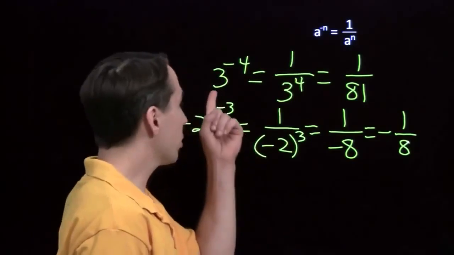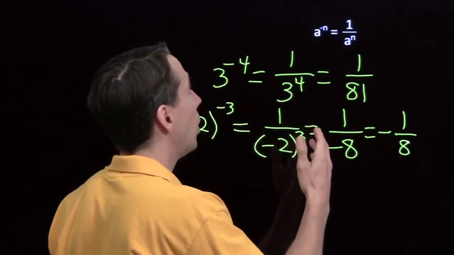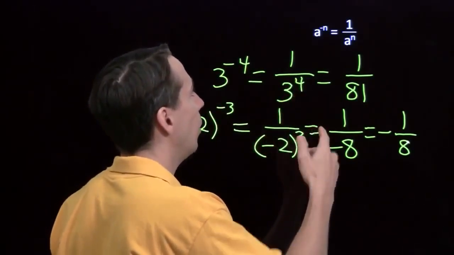So we see our rule works when a is positive, works when a is negative, and when a is 0, it doesn't work. You can't take the reciprocal of 0.